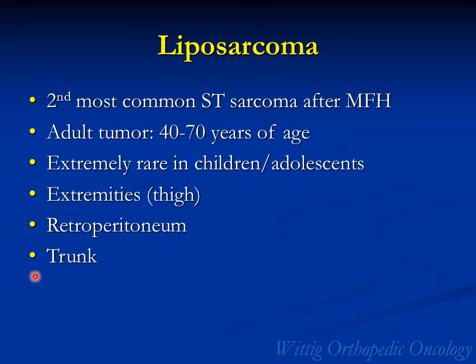Liposarcoma. Liposarcoma is considered the second most common soft tissue sarcoma after malignant fibrous histiocytoma, or UPS, undifferentiated pleomorphic sarcoma. It's usually an adult tumor, occurs in 40 to 70 years of age. It's extremely rare in children and adolescents. It usually involves the thigh as the most common site, followed by the retroperitoneum and the trunk.